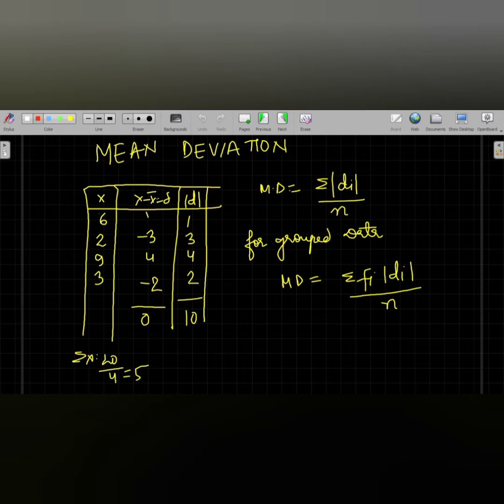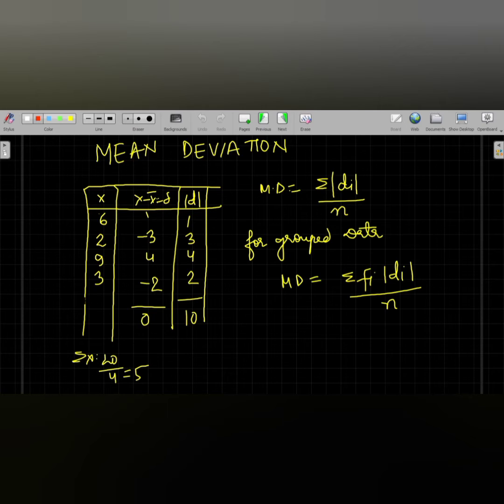So without wasting any time, let's proceed toward the first topic, that is mean deviation. What do you mean by mean deviation? See, the deviation from the mean is known as mean deviation. I have taken a short example here. So first we'll understand the example. See, this series is 6, 2, 9, 3. The deviations I have taken here.